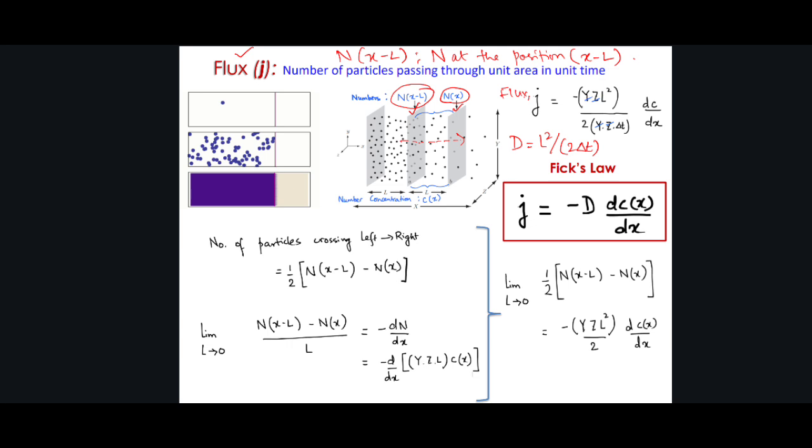I hope nobody thought this is n times exponential. Is that a confusion? This is n at x minus L, n at the position, and hence this is n at x. Is that clear?